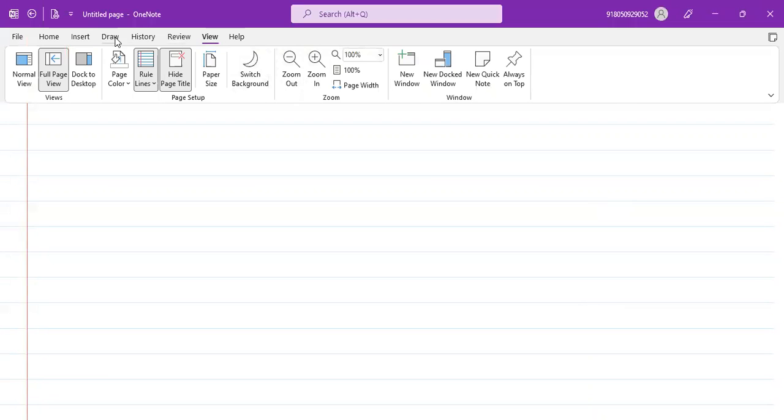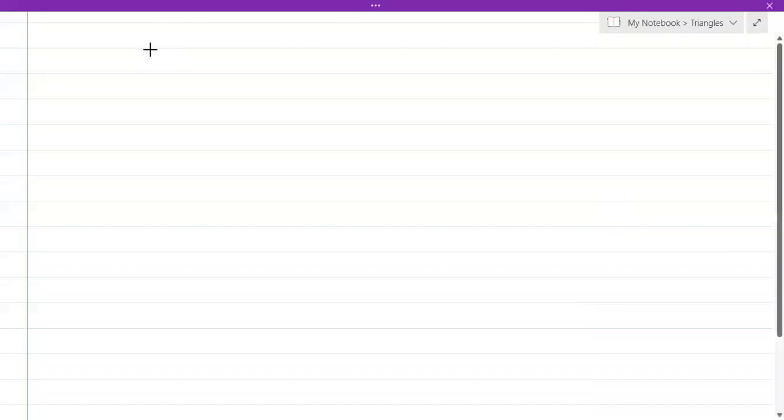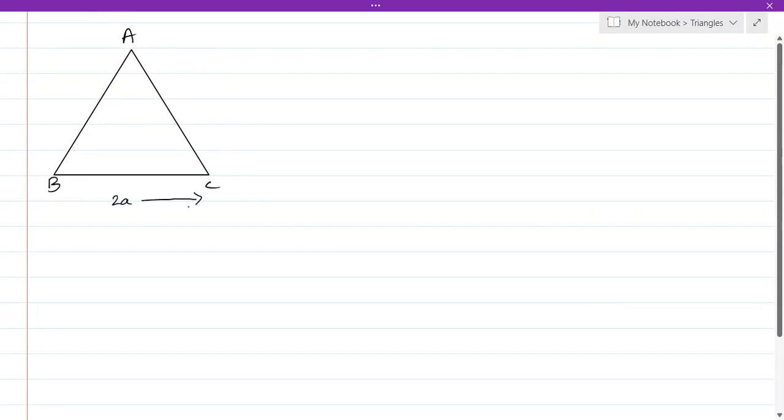So let's first draw an equilateral triangle. Let's say this is an equilateral triangle. Let's name it as A, B, and C. The length is 2A. It's an equilateral triangle, so all the sides are equal, and all the sides are of length 2A. It is given in the question itself. Similarly, AB is also 2A.